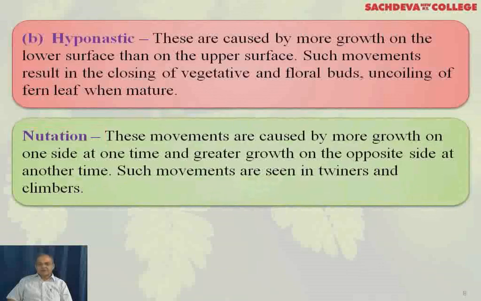Nutation. These movements are caused due to more growth on one side at one time and greater growth on the opposite side at another time. Such movements are seen in twiners and climbers.